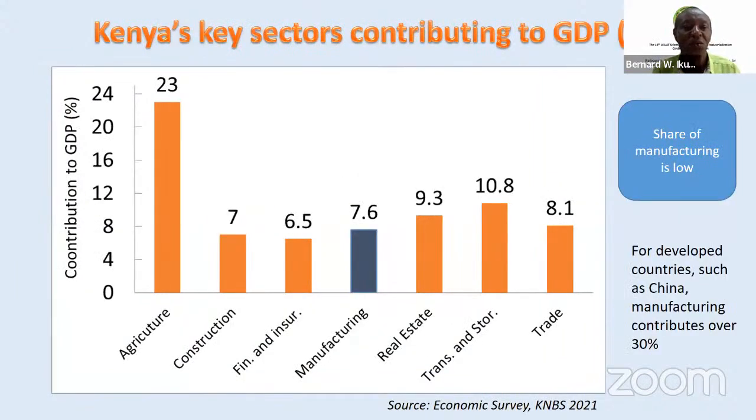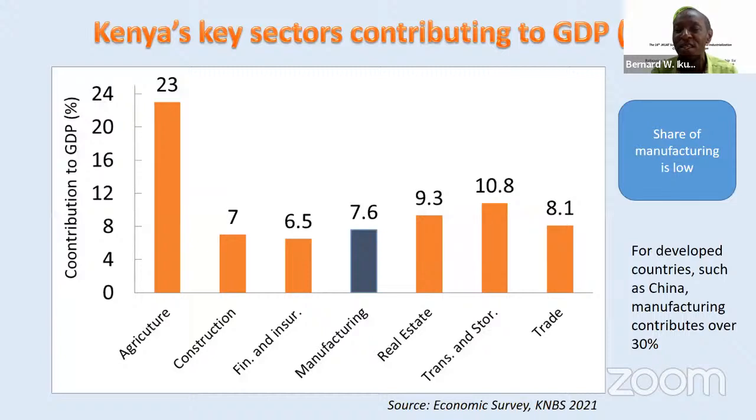And when we look at that, we can also compare other key sectors that contribute to GDP. This is in 2020. We saw that agriculture had the highest at 23%. It was followed by transport and storage. Then we had real estate, but still manufacturing, you can see that one is in the blue. It's quite low, and it should actually be at a level near that of agriculture. And though it's low, most of the manufacturing in Kenya is agro-based manufacturing, so they should just be close together.